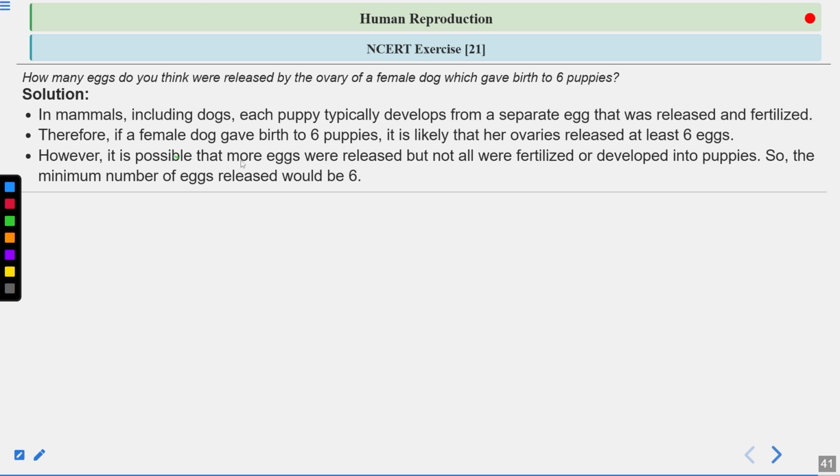However, it is possible that more eggs were released, but not all were fertilized or developed into puppies. So the minimum number of eggs released would be 6. So a minimum of 6 eggs were released by the female. Maybe she might have released 10 eggs also, but only 6 were fertilized. So this can also be the case. So the minimum number of eggs will be 6. Okay, the answer will be 6 eggs here.